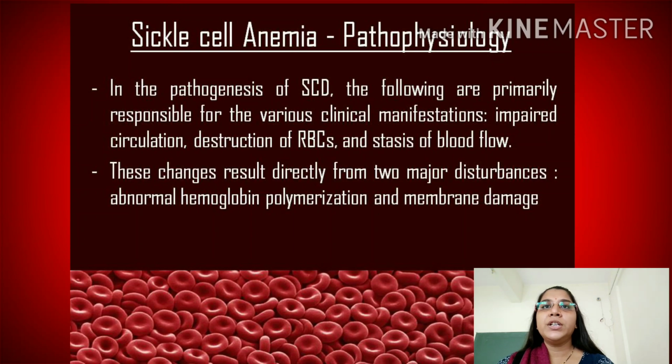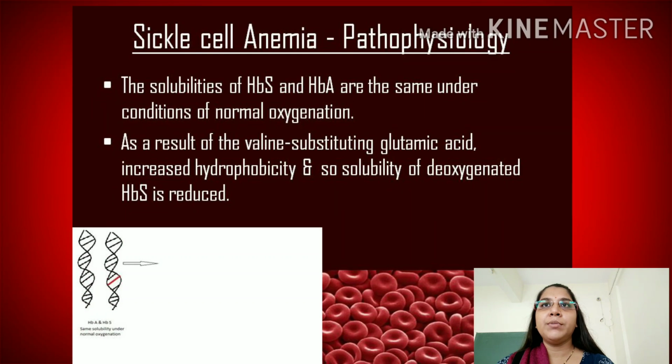Now all these changes are due to two major reasons: the abnormal hemoglobin and membrane damage. Now how does this happen, what is the main mechanism behind this? So let's see the main pathogenesis behind that. In sickle cell anemia, if we see the hemoglobin material, that is HbS, the sickled hemoglobin is there.